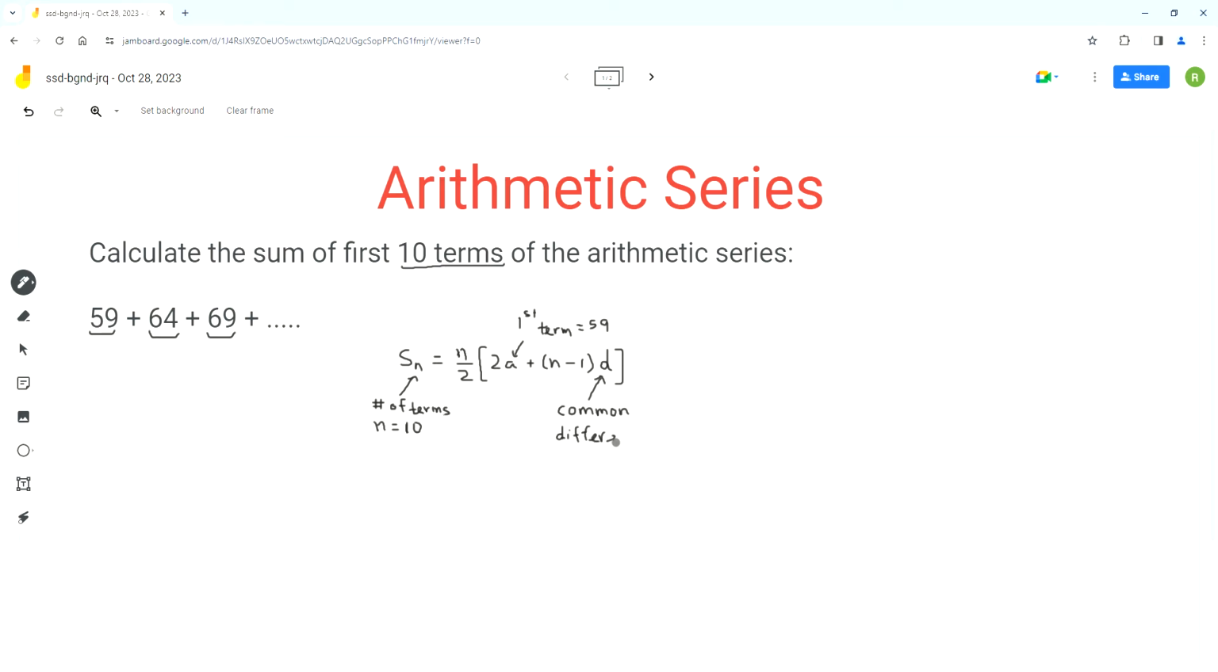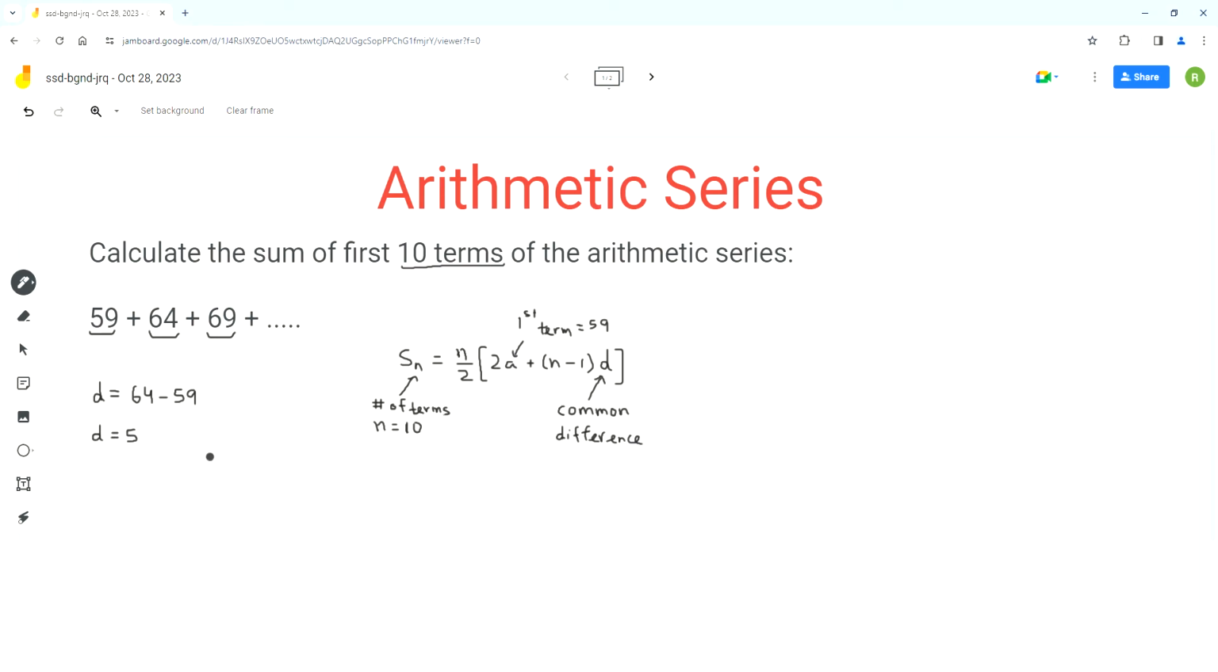So common difference here is the number by which each term in the series goes up or down compared to the previous term. So for this series, now we are given that this is an arithmetic series. So to calculate the d value, we just have to do 64 minus 59. So there's something you have to keep in mind. It's always the second term minus the first term, the third term minus the second term, and so on to calculate the common difference. So in this series, the common difference is 5.